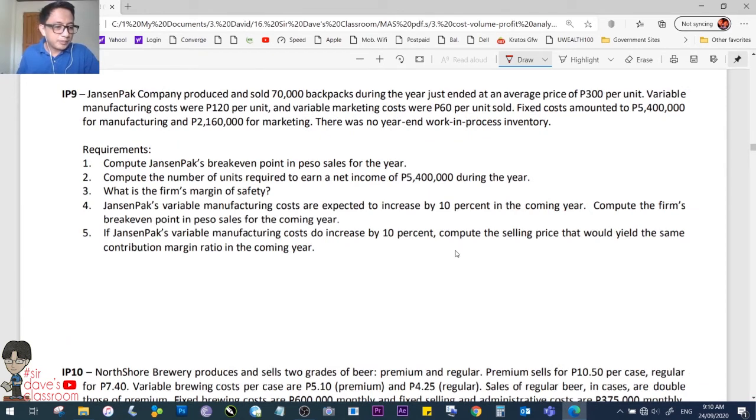Johnson Pack Company produced and sold 70,000 backpacks during the year just ended at an average price of 300 pesos per unit. Variable manufacturing costs were 120 pesos per unit and variable marketing costs 60 per unit sold. Fixed costs amounted to 5,400,000 for manufacturing and 2,160,000 for marketing. There was no year-end work-in-process inventory. Requirement number 1. Compute the company's break-even point in peso sales for the year. Break-even point is the question.